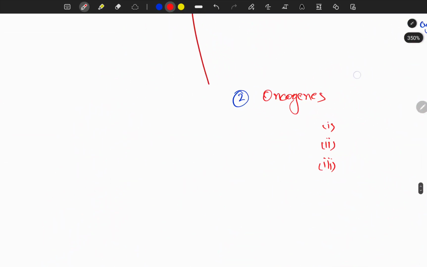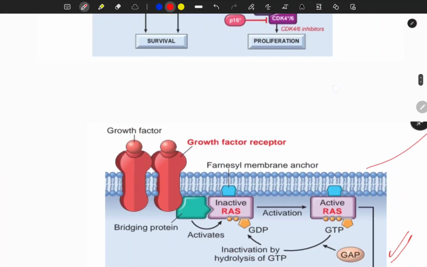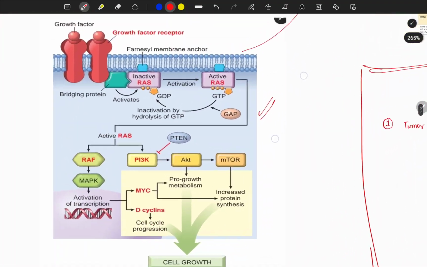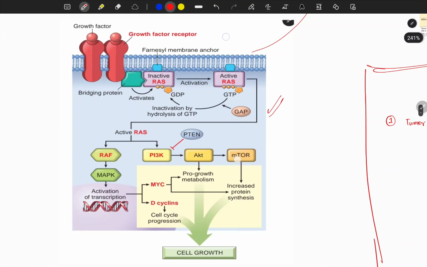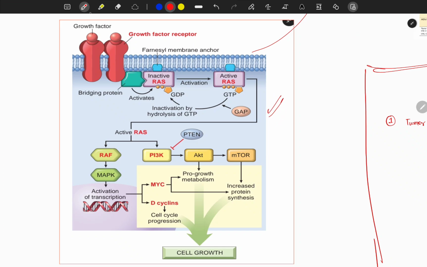Now oncogenes. Before coming to oncogenes, let's play here a little bit. So this was a thing that we actually had. Oh my God! What is this? Okay. Nice. So where was I?